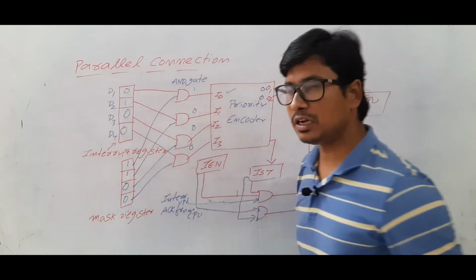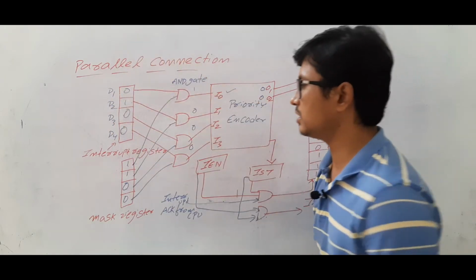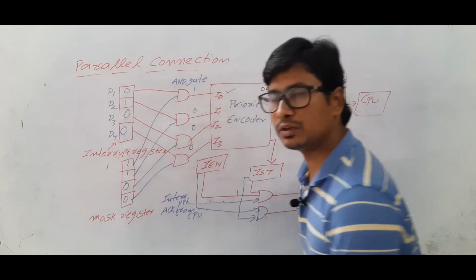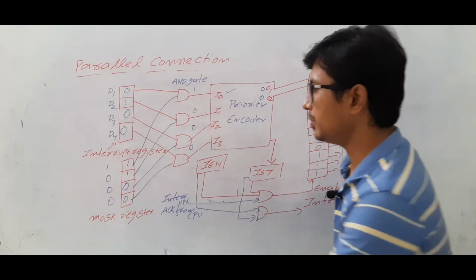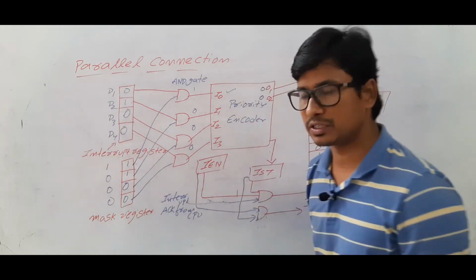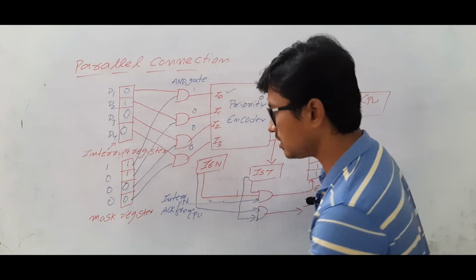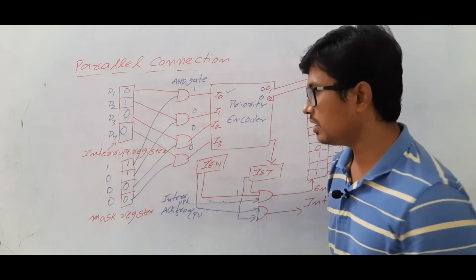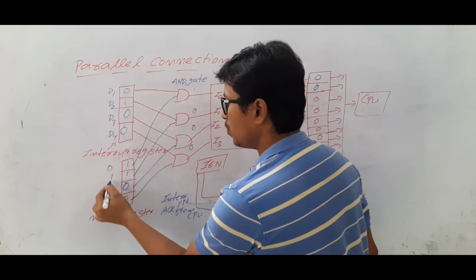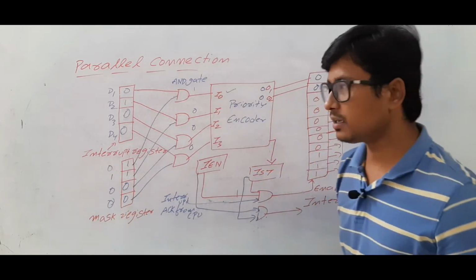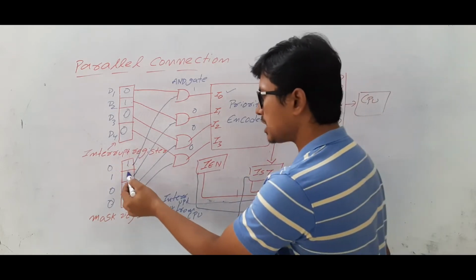When you are discussing device 1, when device 1 wants to communicate, you keep the mask register value with this bit as 1 and the remaining all zeros. Am I right? Because this mask bit belongs to device 1, this bit belongs to device 2, this bit belongs to device 3, this bit belongs to device 4. Then you should have kept 0, 1, 0, 0. Am I right? Because device 2 wants to communicate with the CPU, then its mask bit should be 1.